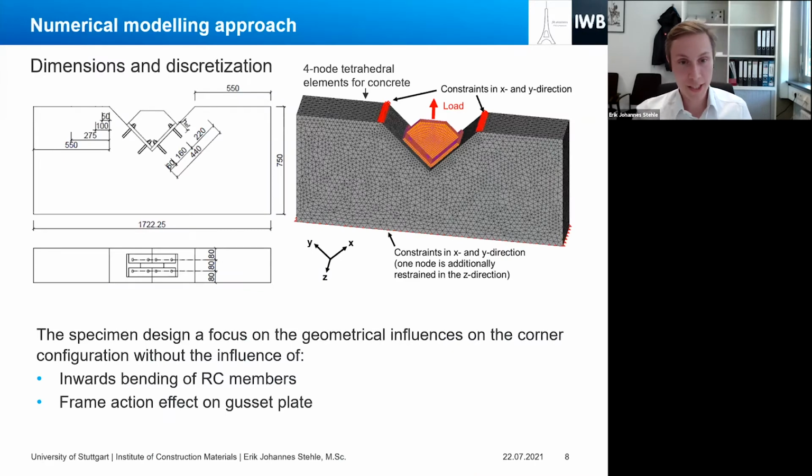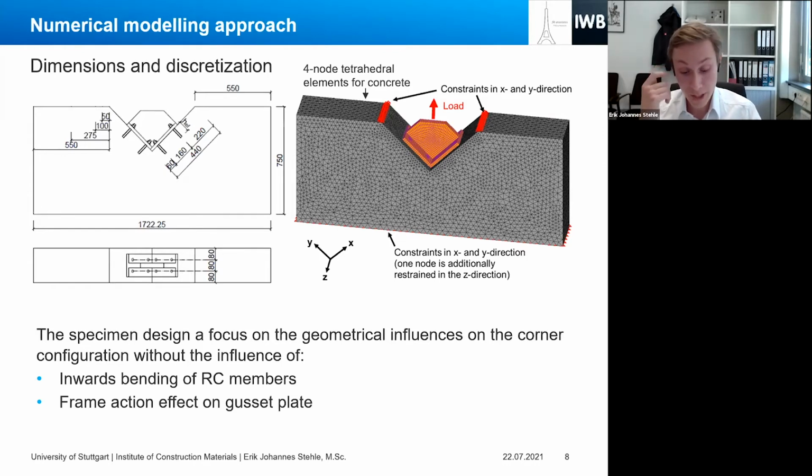What we can see here is the dimensions and the discretization of the investigated specimen. As you can see, the concrete specimen is not modeled as a beam column joint per se. This was done to exclude additional effects such as the inward bending of the reinforced concrete members when the steel bracing would be in tension, or the frame action effect on the gusset plate, which also results from the inward bending of the concrete members.